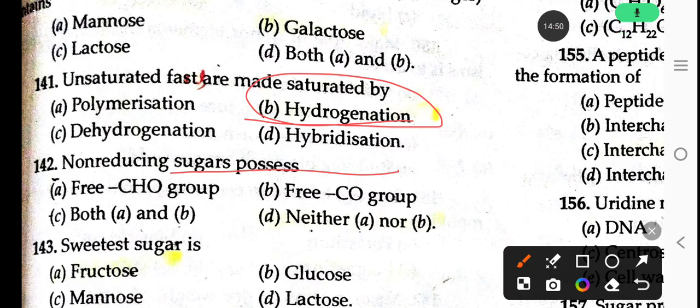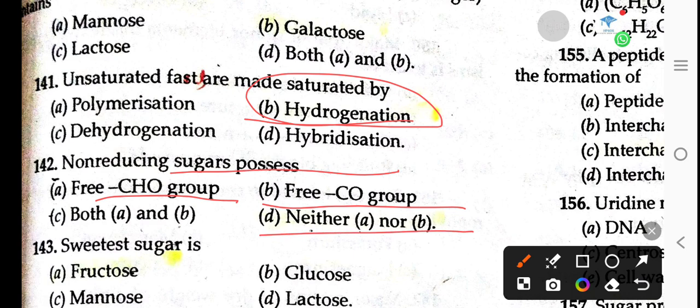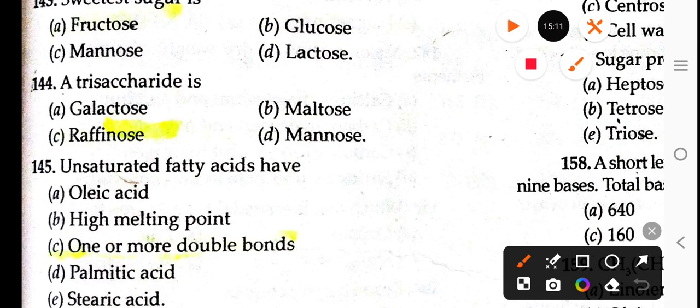Non-reducing sugar possesses, so they possess neither free aldehyde group nor free ketonic group. So sorry, D is the right answer, neither A nor B. Next, sweetest sugar is, so it is fructose. Fructose is the sweetest sugar from the given options. Next, a trisaccharide is, so it is raffinose.